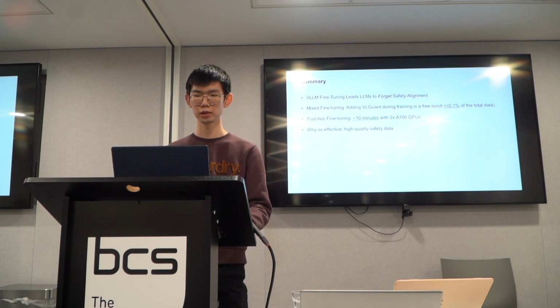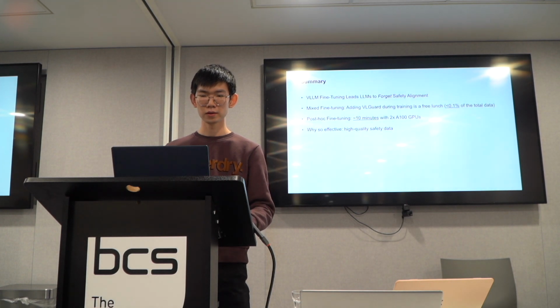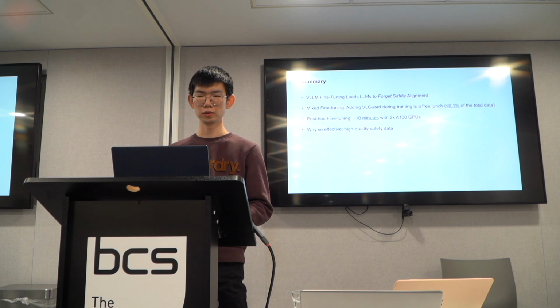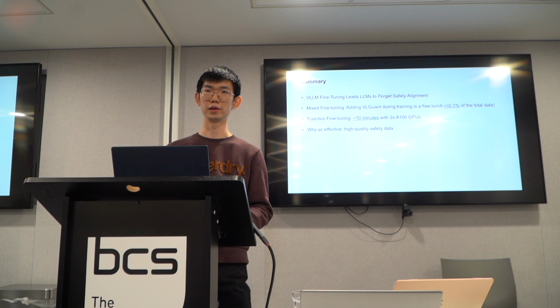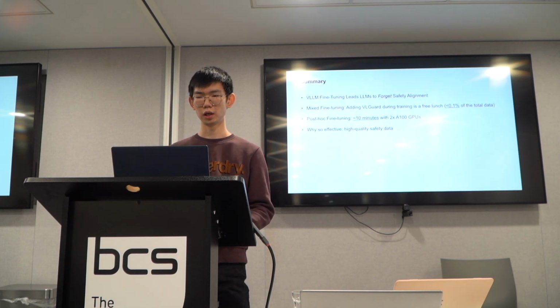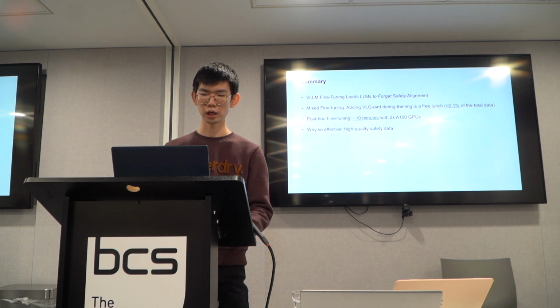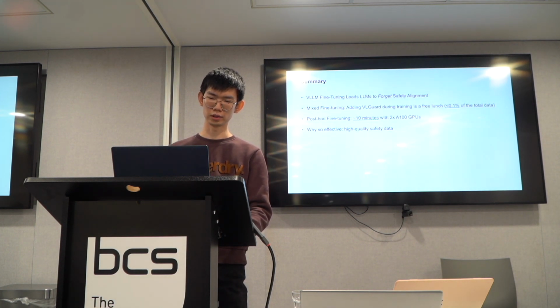Okay, so to summarize, our first and very important finding is that vision language model fine-tuning leads the LLMs to forget the safety alignment. Even if all of your fine-tuning data set is benign and contains no harmful data, fine-tuning the LLMs still makes the model more harmful. So you really need some explicit safety alignment to make the model do better. With our data set, it's basically a free lunch. It's super lightweight, and you can do the fine-tuning in a very short amount of time. We attribute the effectiveness to the high-quality safety data we curate, and I believe that if you scale the safety data to a higher number, the model could do even better.